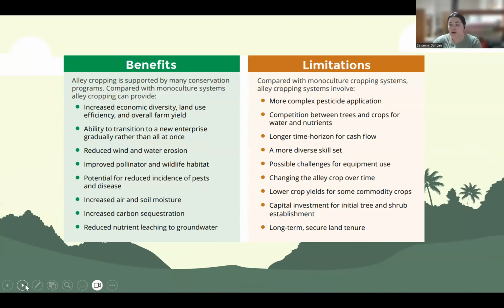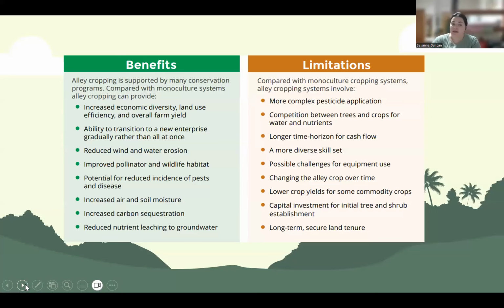So compared to a monoculture system, alley cropping can provide increased economic diversity, increased land use efficiency, and increased overall farm yield. It also has the ability to transition to a new enterprise gradually rather than all at once. Reduced wind and water erosion is a benefit, improved pollinator and wildlife habitat, the potential for reduced incidence of pests and diseases, increased air and soil moisture, increased carbon sequestration, and reduced nutrient leaching to groundwater.